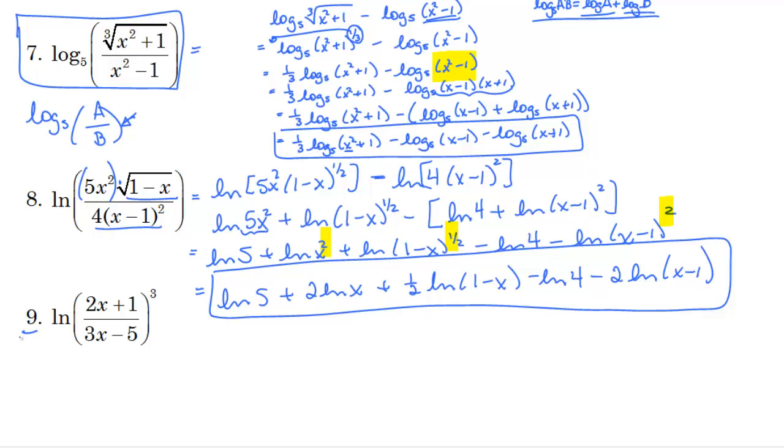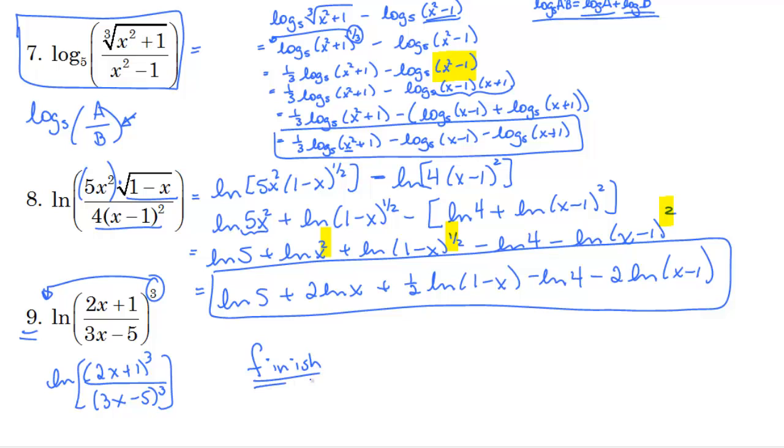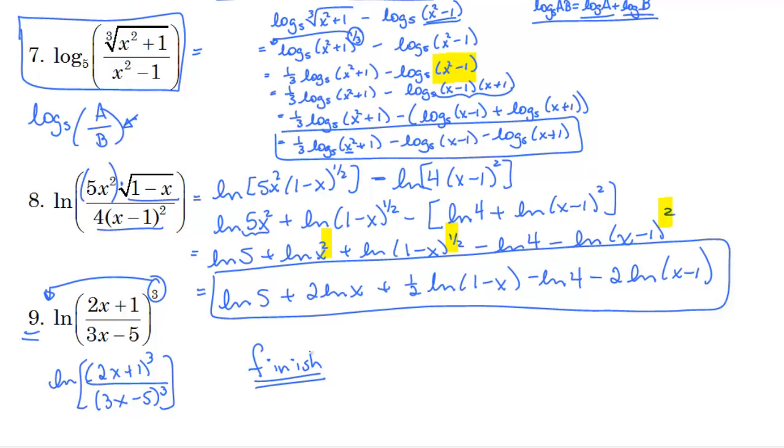Now look at number 9. What can we do with that 3? We could do a lot of things. We could actually bring it down in front first. That's one option. Or we could rewrite this as 2x plus 1 cubed divided by 3x minus 5 cubed. How would you like to approach it? You're going to end up with the same thing either way. So go ahead and finish this on your own, and we'll compare notes in class.